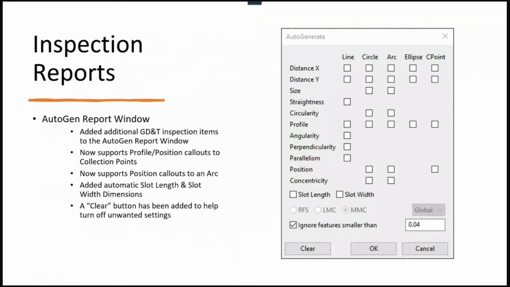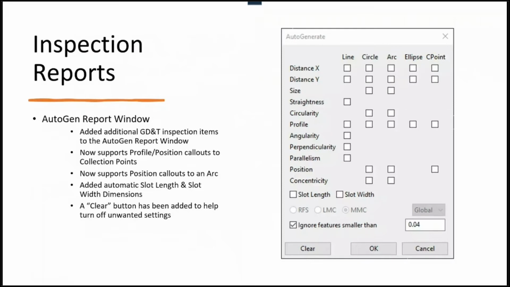Starting from the top down, we have the additional GD&T inspection report windows that we can now add to the auto-gen report window. Look at all of them: circularity, profile, angularity, perpendicularity, parallelism, position, and concentricity. All that information can now automatically be generated as long as a specific datum exists if it's on your report.